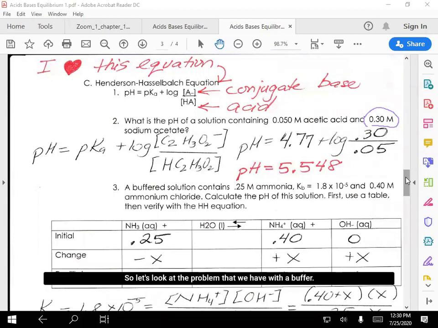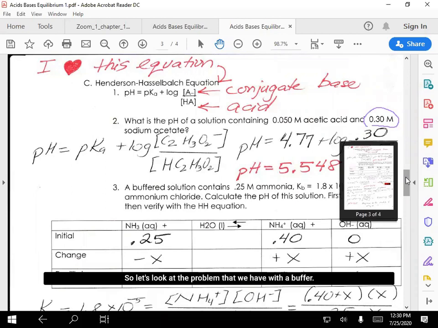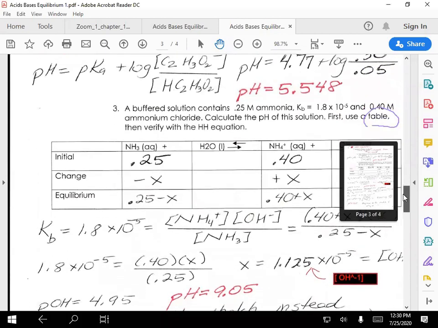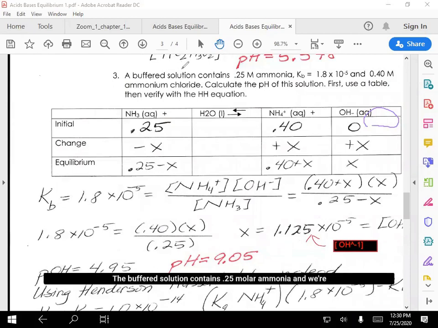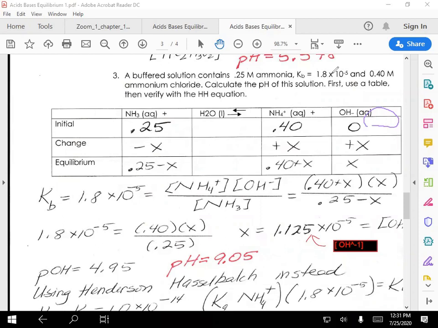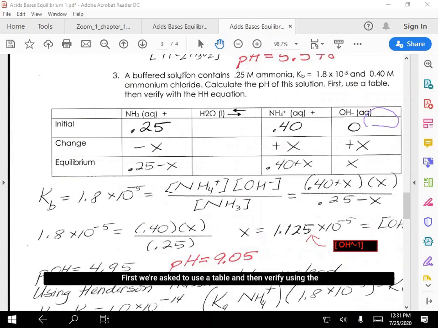So let's look at a problem that we have with a buffer. The buffered solution contains 0.25 molar ammonia, and we're given a Kb of 1.8 times 10 to the minus 5, and 0.40 molar ammonium chloride, and we're asked to calculate the pH of the solution. First, we're asked to use a table and then verify using the Henderson-Hasselbalch equation.